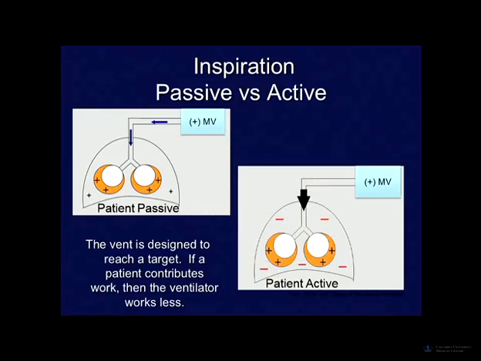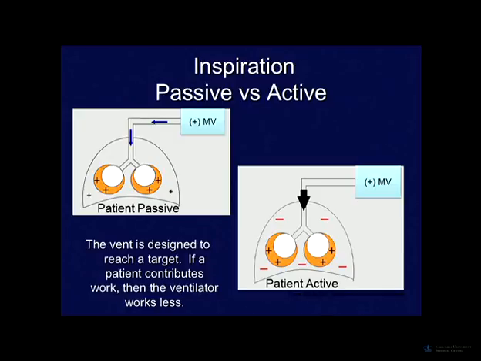Okay. As far as inspiration, you can either be passive on the ventilator or active on the ventilator. But the vent is designed to reach a target, be it volume or pressure that you set. So if the patient is contributing to the work, such as on the right side, where they are still generating some negative pressure in the pleural space because they are spontaneously breathing even on the ventilator, they will pull air in. They're just having the ventilator do less work.